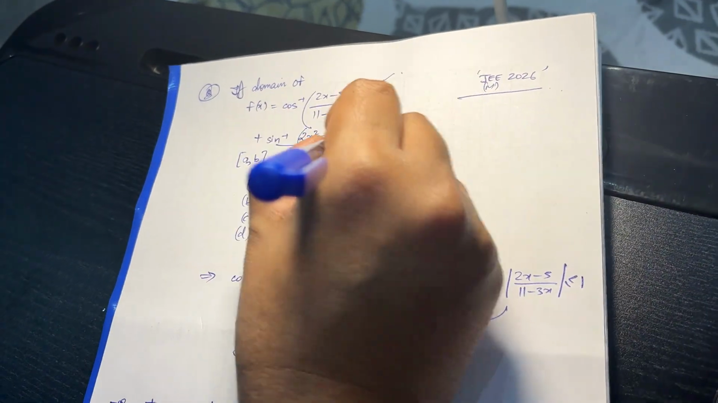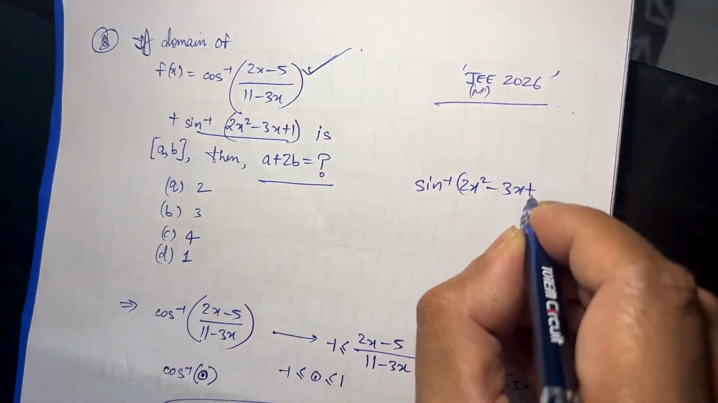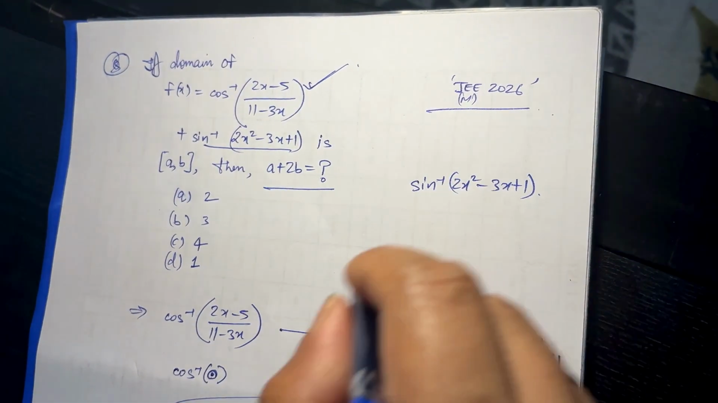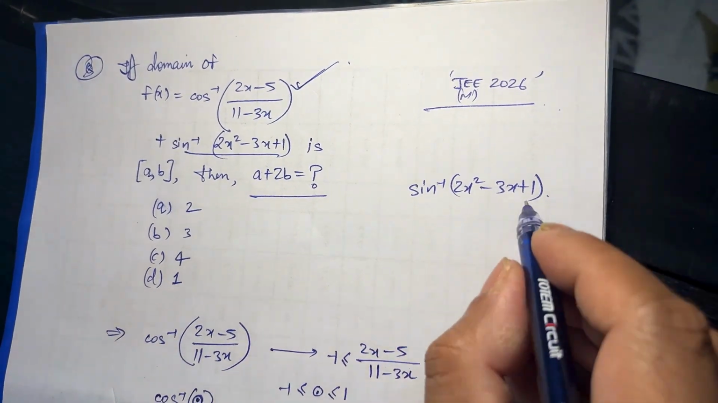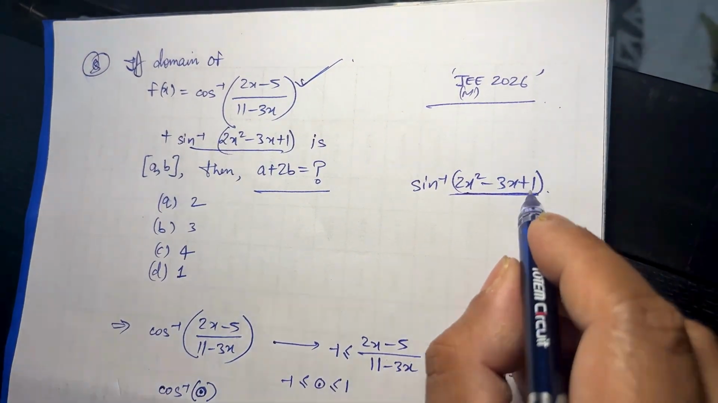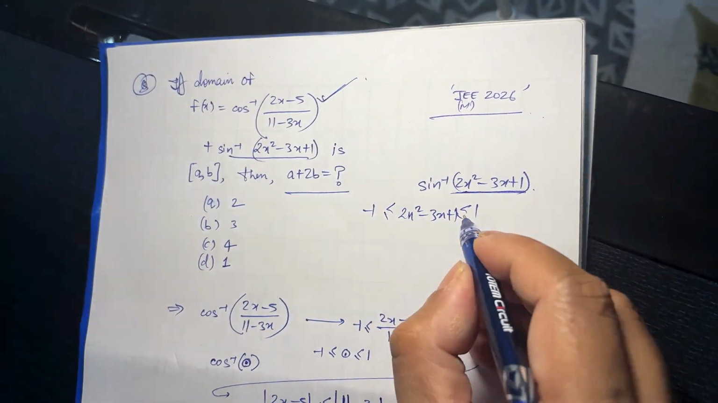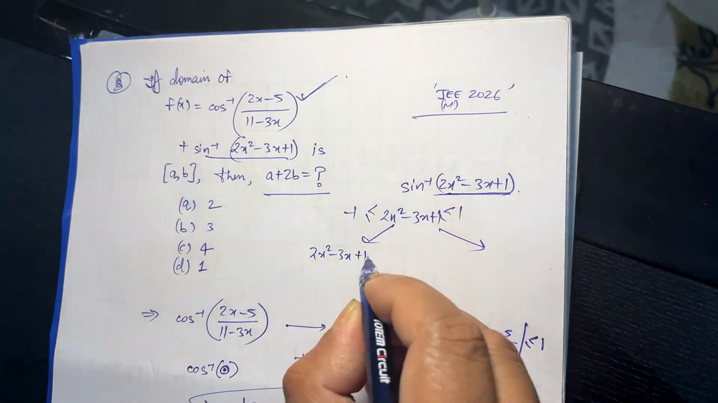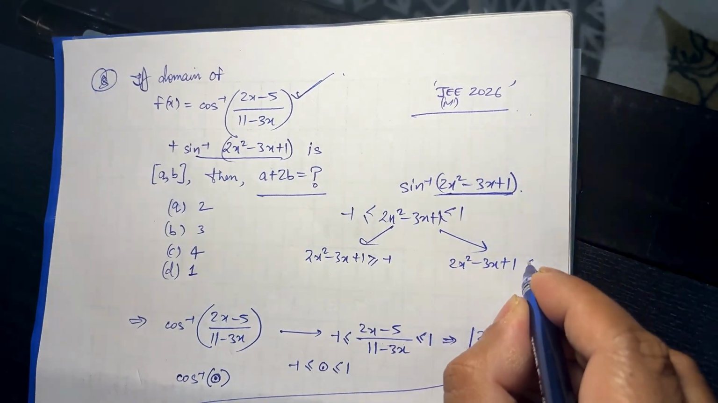So now we'll focus on the second part, which is sine inverse. I'm writing on the same page because this question is a bit long. We have space congestion, so I'll focus on the second function in this corner. We have the second function sine inverse of 2x square minus 3x plus 1. The same thing holds for sine inverse also. The argument inside should lie between minus 1 and 1. Taking these two inequalities separately, here we'll get 2x square minus 3x plus 1 greater than or equal to minus 1. Here we'll get 2x square minus 3x plus 1 less than or equal to 1.